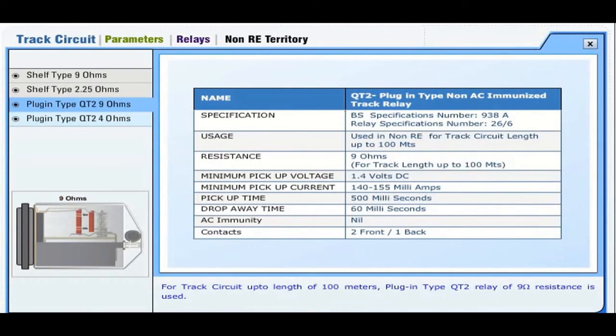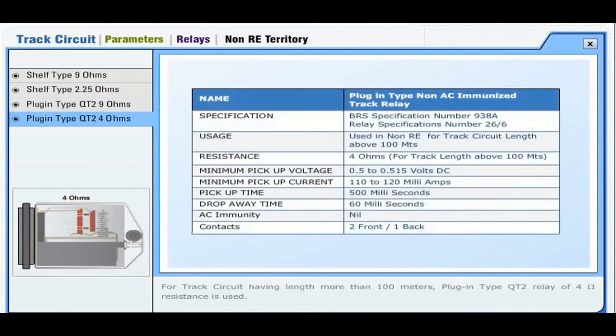For track circuit up to length of 100 meters, plug-in type QT2 relay of 9 ohms resistance is used. For track circuit having length more than 100 meters, plug-in type QT2 relay of 4 ohms resistance is used.